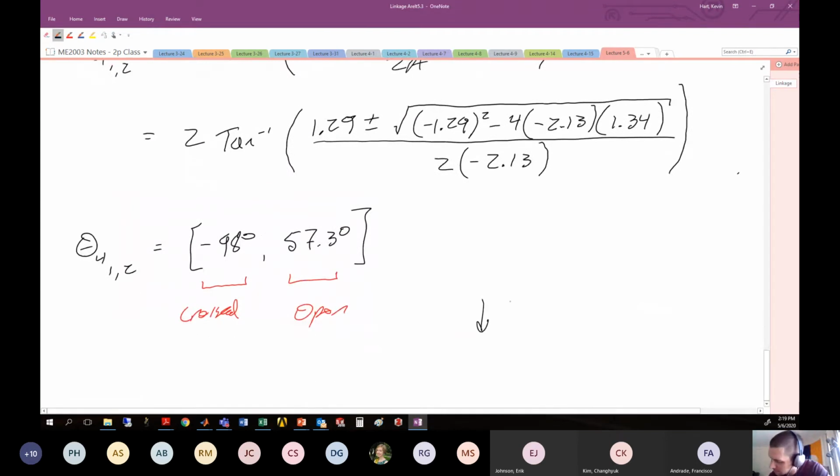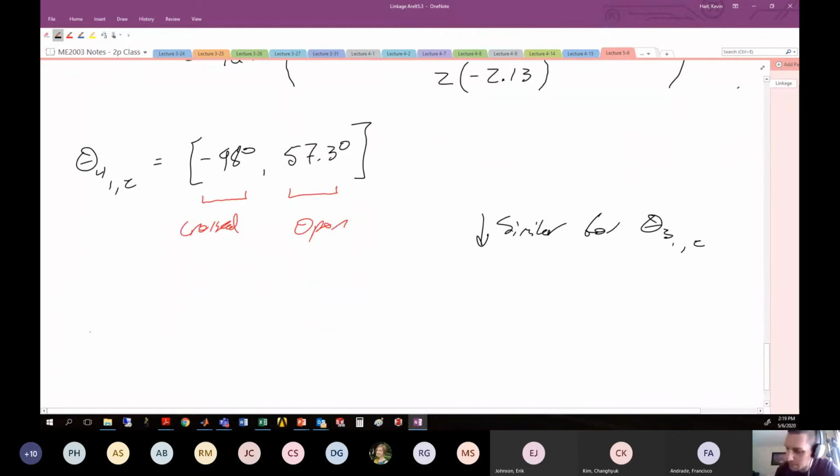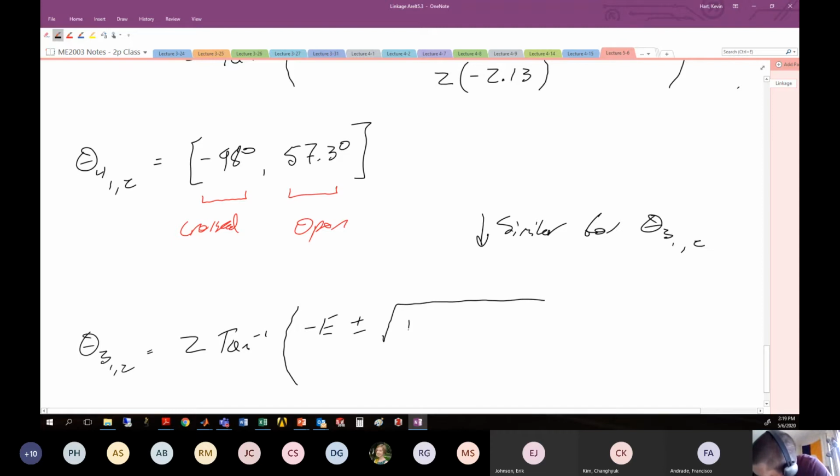All right, so similar for theta 3 with 2 solutions, we're going to have theta 3, 1 and 2, is 2 times the inverse tangent of this general equation, which looks something like the opposite of E plus or minus the square root of E squared minus 4 capital D capital F, all over 2 times capital D.